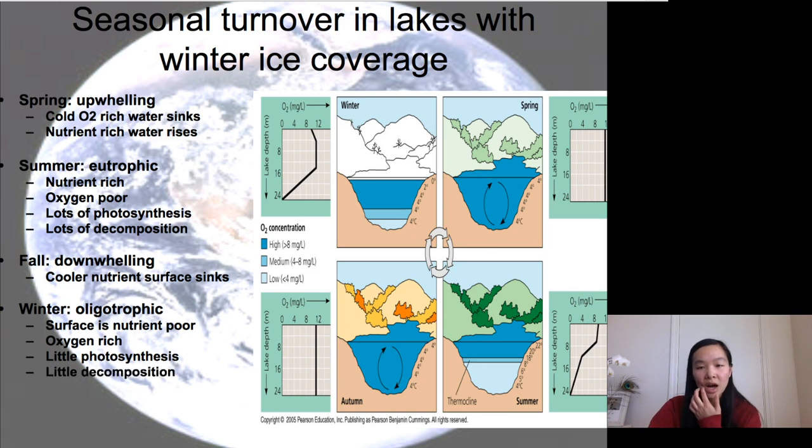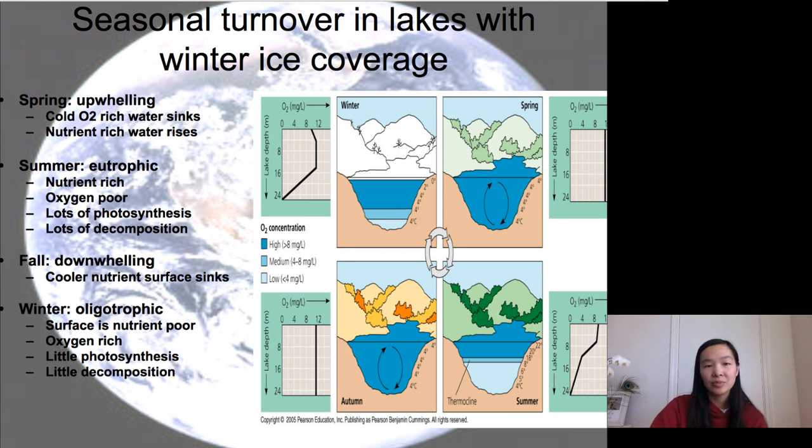So in the winter, which is the top left picture, let's say the lake freezes over, right? So you have ice on the surface of the lake. It's going to be considered oligotrophic, where oligo means few and trophic means feeding, I think. And so the lake in winter is going to be considered nutrient poor. Nutrient poor and oxygen rich is the characteristic of an oligotrophic lake. And since it's nutrient poor, there's very little photosynthesis happening, and very little decomposition happening.